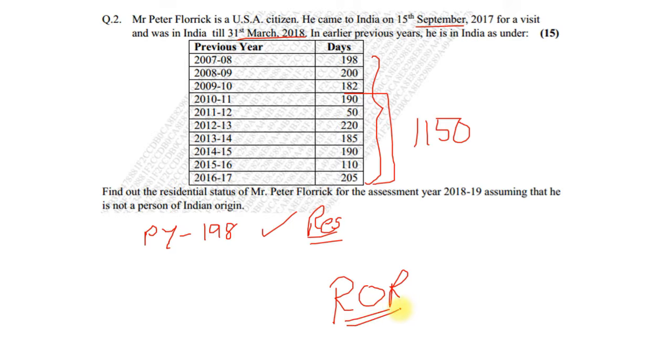Now, this I have solved in a very short manner. You can go through the previous videos where we have solved that question paper, and I have given you all the steps. So here, just the answer: he is a resident and an ordinary resident. That was the first sum.